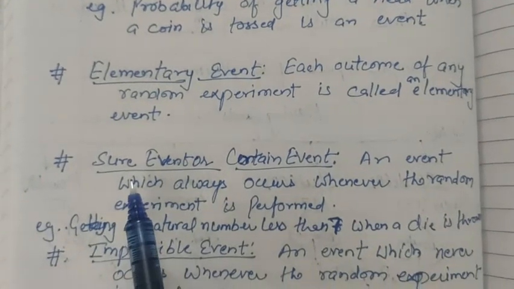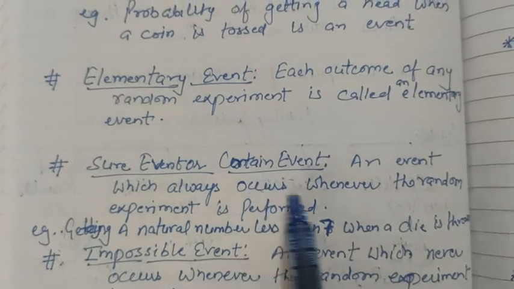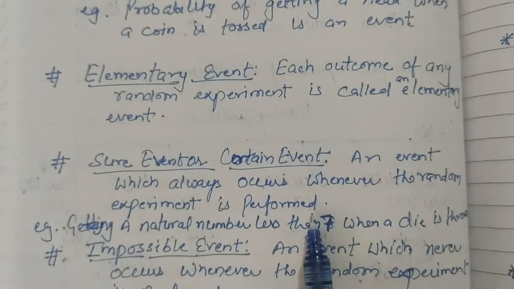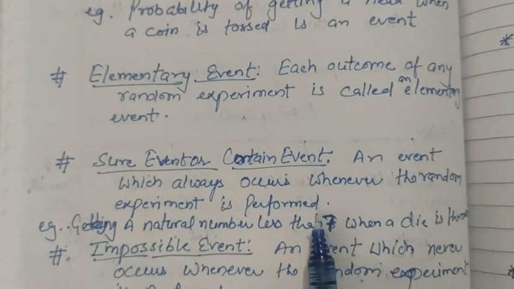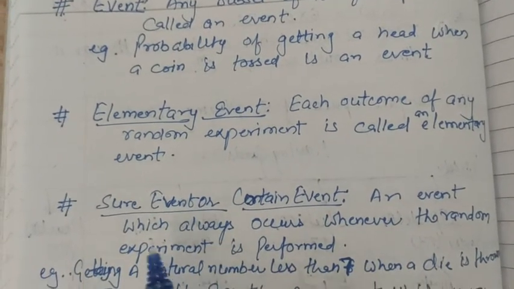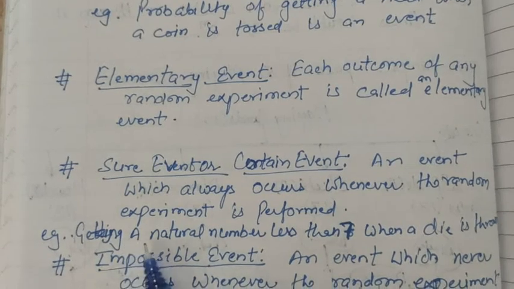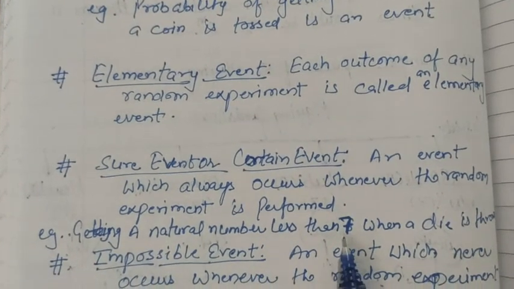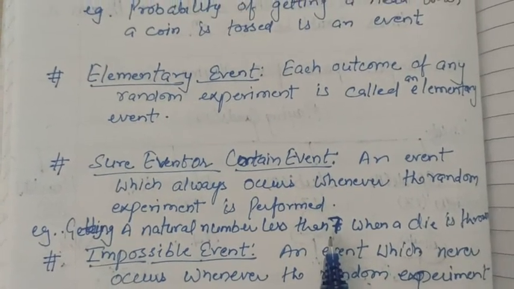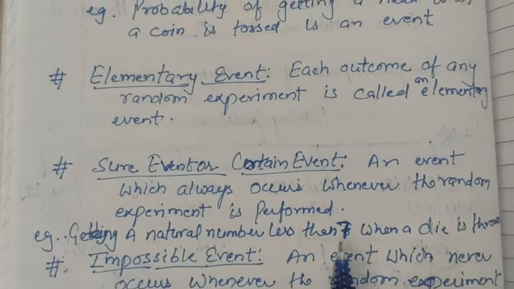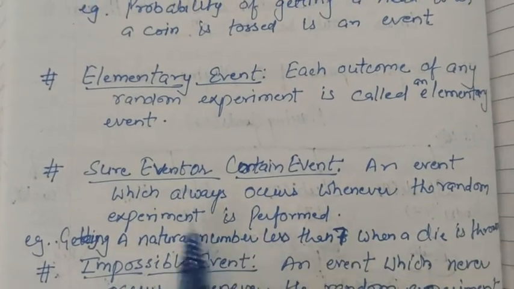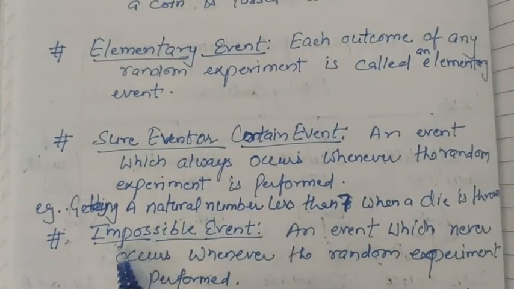Next one, the sure event or certain event: an event which always occurs whenever the random experiment is performed. That is approximately 80 to 100%. So maximum 100% or minimum 80% is counted as a sure event. For example, getting a natural number less than 7 when a dice is thrown. When a dice is thrown we have 6 numbers 1, 2, 3, 4, 5 and 6, and all are natural numbers and all are less than 7. So this is a sure event. So the probability of a sure event will be 1.